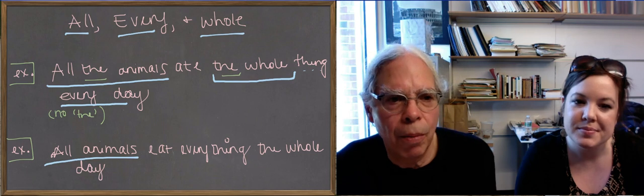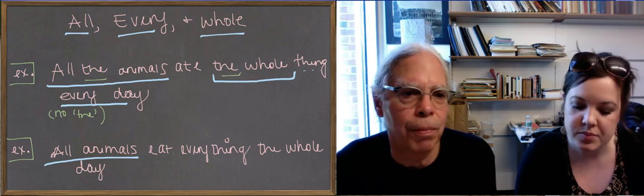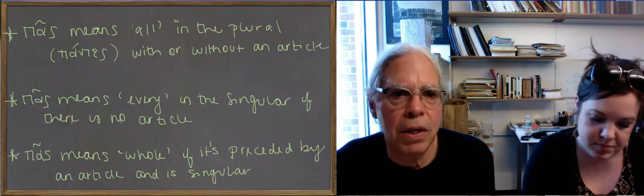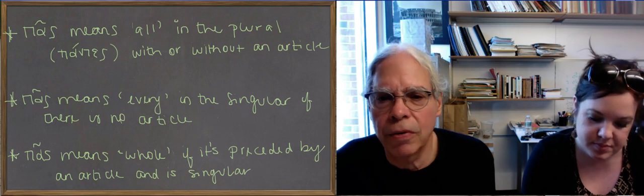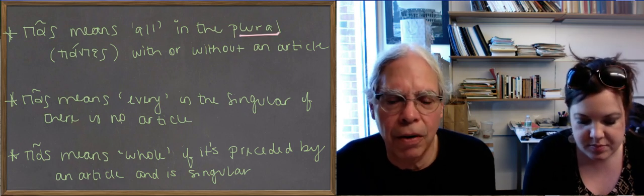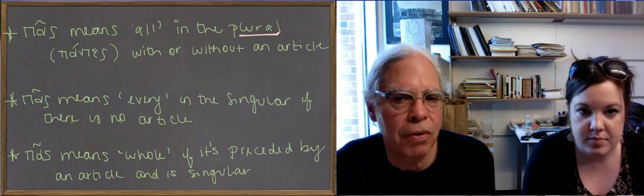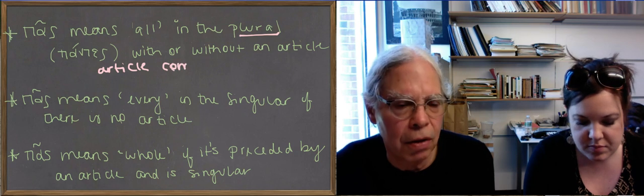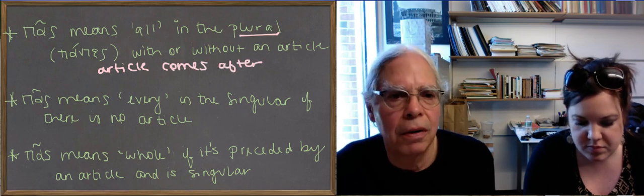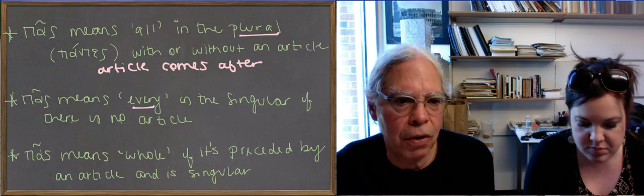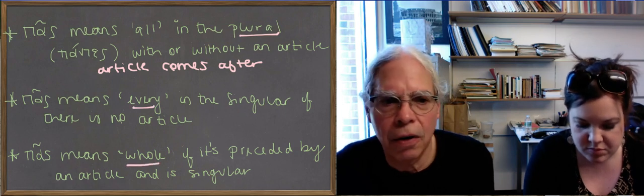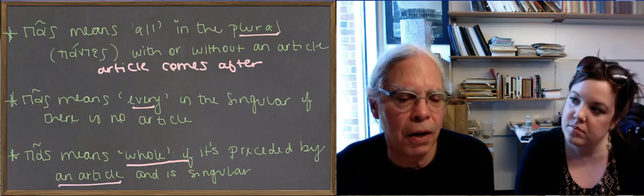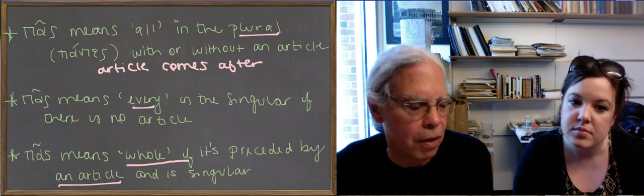So it all boils down to this, that pās means all in the plural, whether there's an article with it or not. But if the article is there, it's going to come after it, just the way it does in English. Forms of pās in the singular mean every if there is no article. But forms of pās in the singular mean whole if there's an article in front of it. So if you have the article and then pās, something, it's going to be the whole. If it's pās in the singular with another noun, it's every.